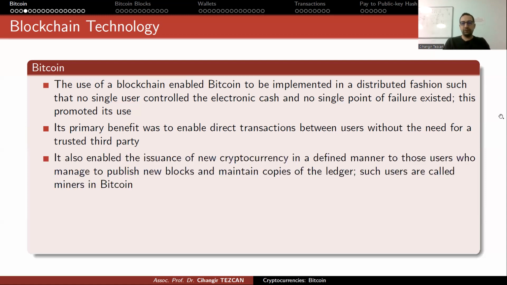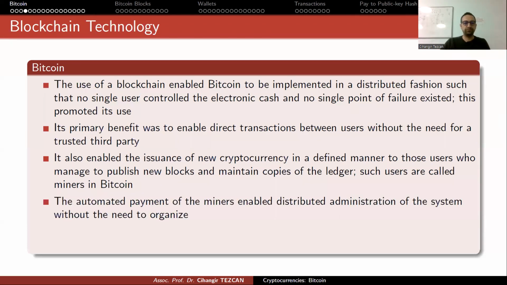It also enabled the issuance of new cryptocurrency in a defined manner to those users who manage to publish new blocks and maintain copies of the ledger. Such users are called miners in Bitcoin. So now Ethereum moved on to proof of stake. So there we don't have miners, but we call them delegators, or sometimes different names. In that scenario, they stake some money, but they still earn money. They earn it by the system, where it is minted as the new cryptocurrency.